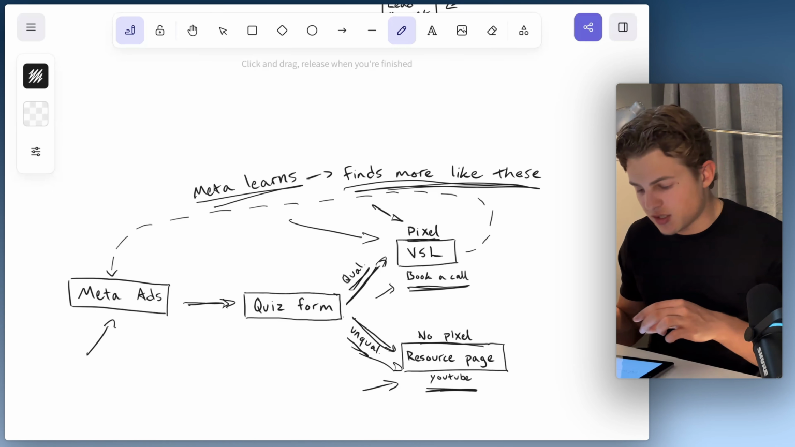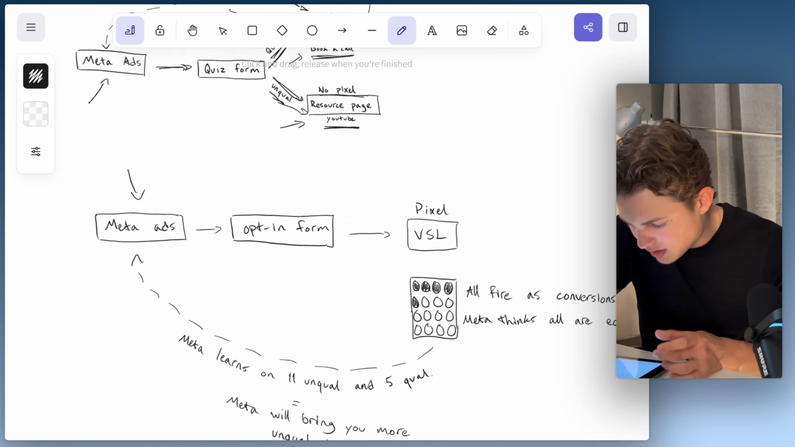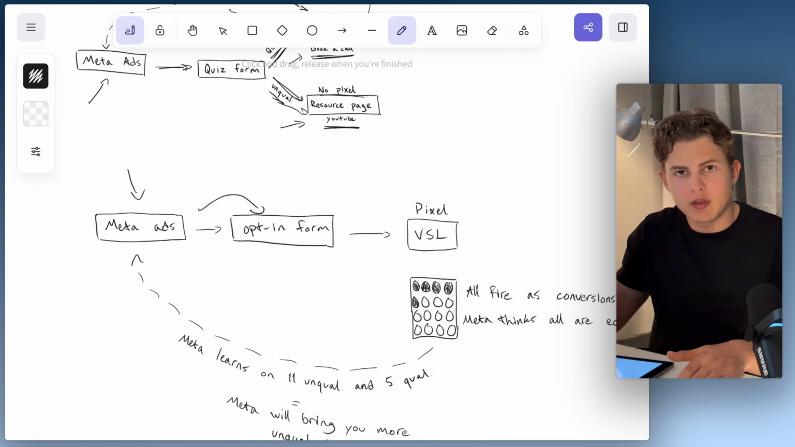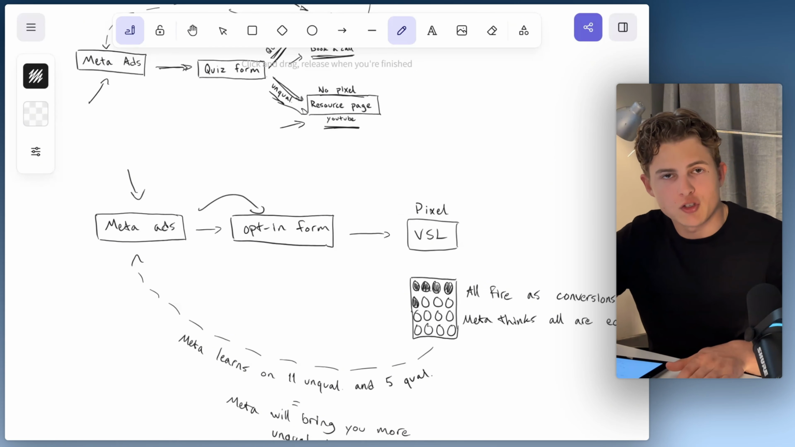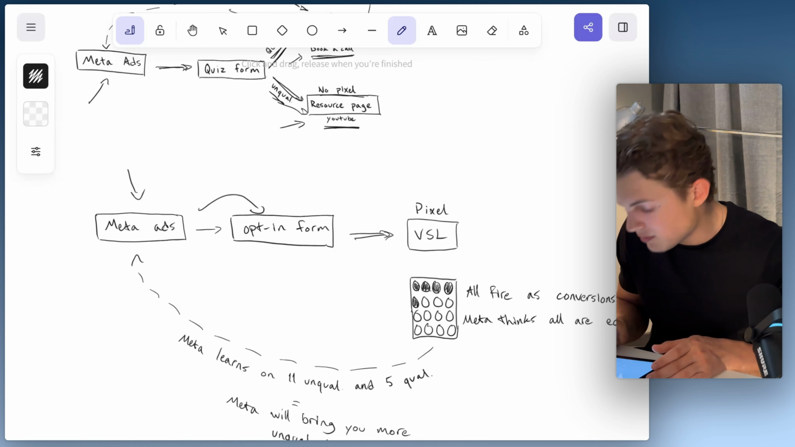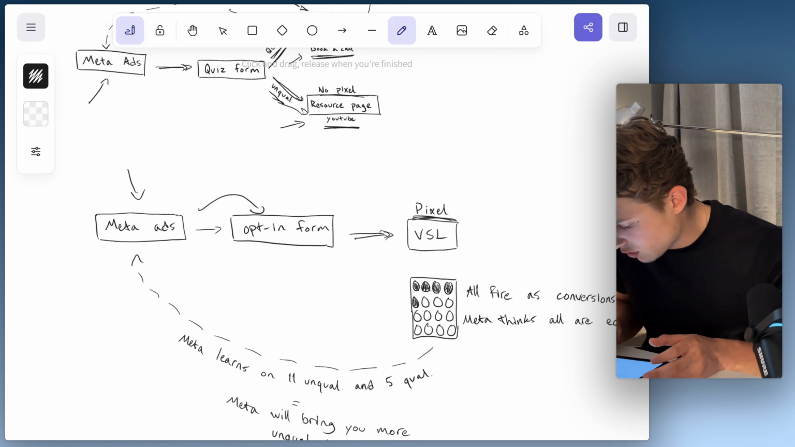And let me show you what happens if you don't have a quiz. With a standard lead magnet, again, you have the same Meta ads, but the ads go to a standard opt-in form. And in the standard opt-in form, you only ask for their name, email, and phone number. So you can't know who's qualified and who's unqualified. Therefore, every lead will go to the same, let's say, VSL page after the lead magnet. And most likely, you have your Meta pixel on this page.